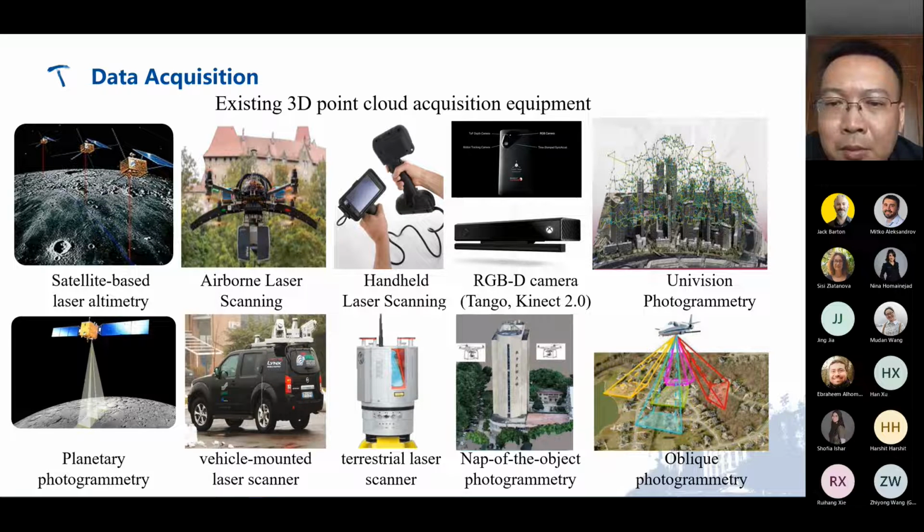And also, there's one way to acquire the photogrammetry images, we call the object-oriented photogrammetry. So there's two very famous campaigns for such kind of photogrammetry in China. And so in China at the moment, if we consider the 3D point clouds, we can reference either LiDAR and also the photogrammetry.